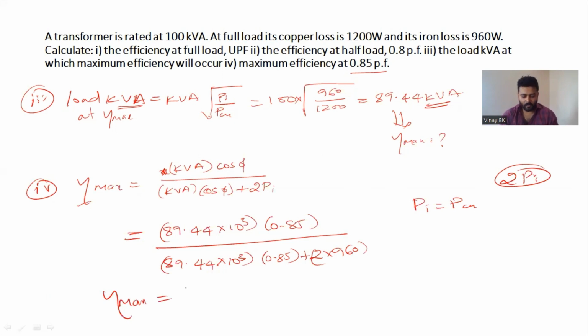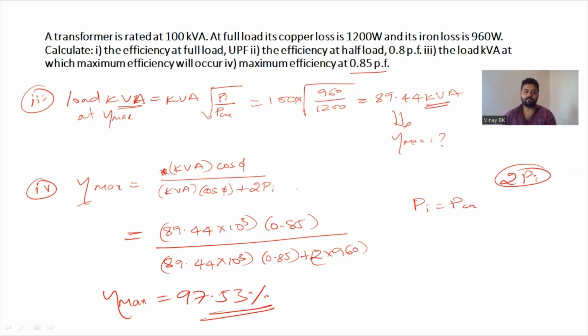So 89.44 kilo into 0.85 divided by answer plus 2 into 960. You get 97.53 percentage. 97.53 percentage. This is the solution.